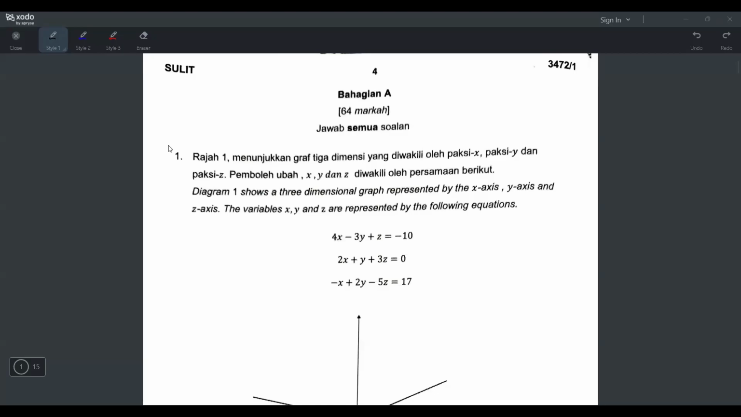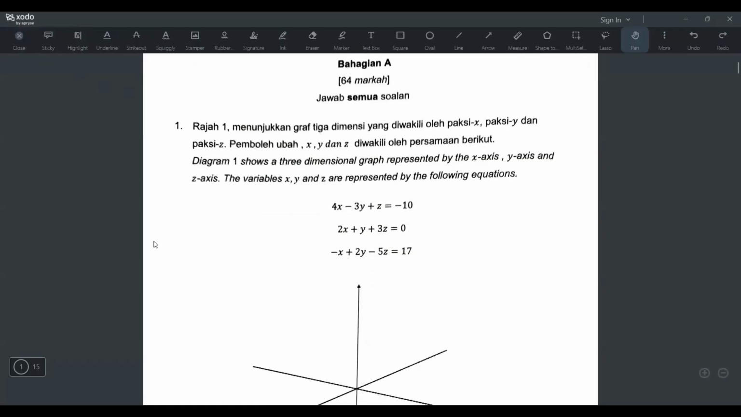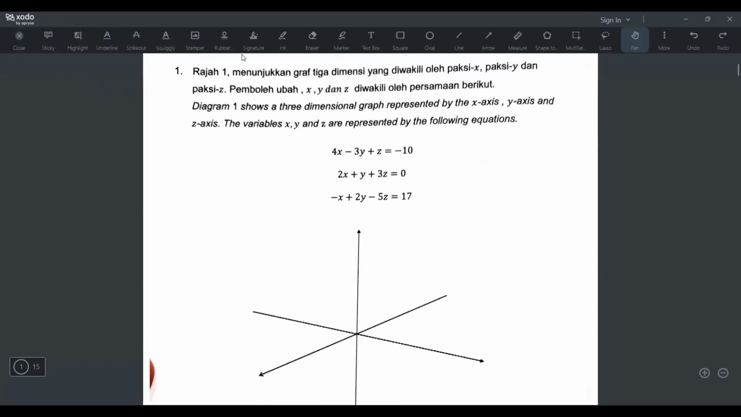Okay, in this video I will go through the workings for the Kelantan Add Maths paper. This is the Kelantan state paper 2024, Paper 1. Okay, so let's start with question 1.